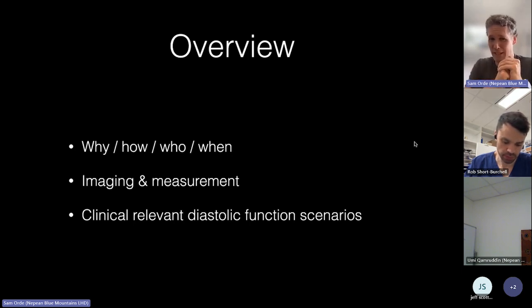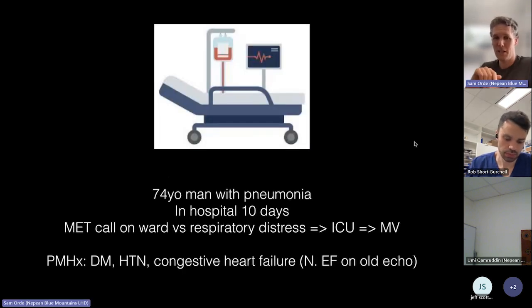I mentioned a few clinically relevant diastolic function scenarios, but the cases we'll look at more next week when we're talking about left atrial pressure estimation. So we'll start with a relatively straightforward case that we see not infrequently. A 74-year-old guy with pneumonia. He'd been in hospital for 10 days. There's a MET call on the ward for respiratory distress, and he ends up coming to the intensive care unit and needs mechanical ventilation.